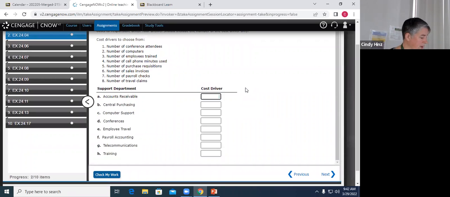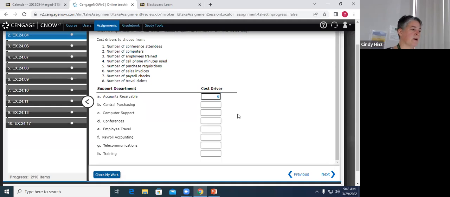Which do you think would be an appropriate cost driver for assigning costs from accounts receivable? Remember, what does the accounts receivable department do? They're in charge of collecting from our customers, right? So which of those do you think would be an appropriate way of measuring the activity of the department that's responsible for collecting from our customers? And the suggestion is 6. I think that's a good suggestion.